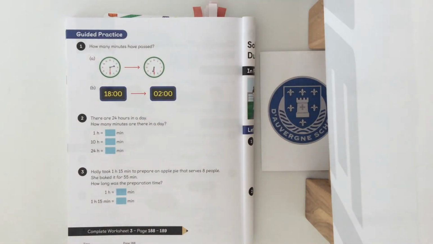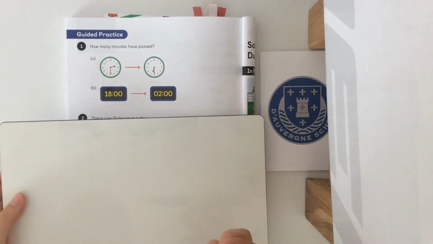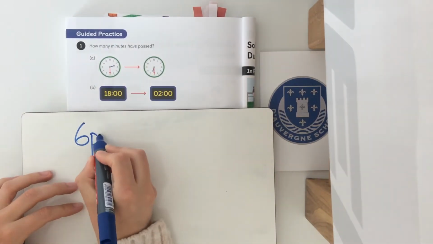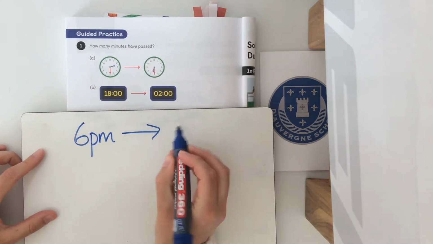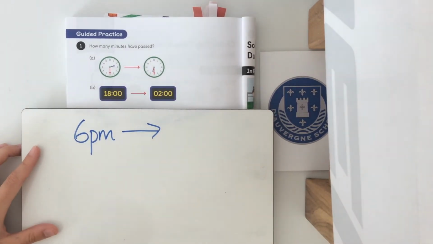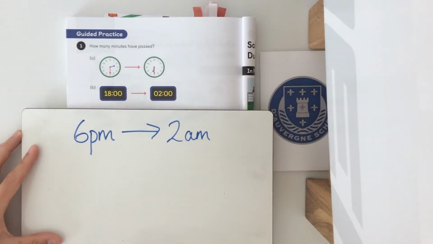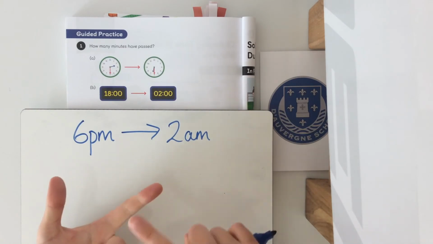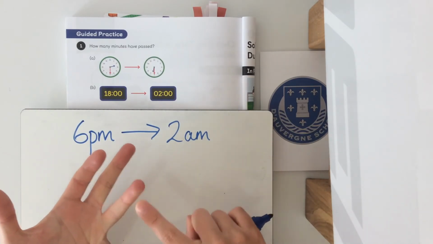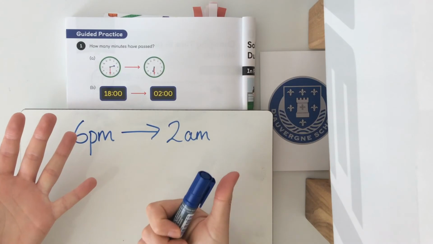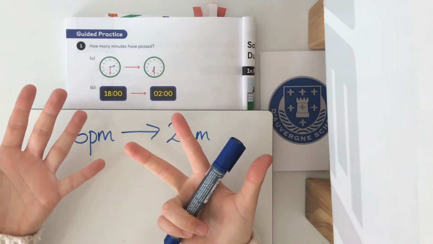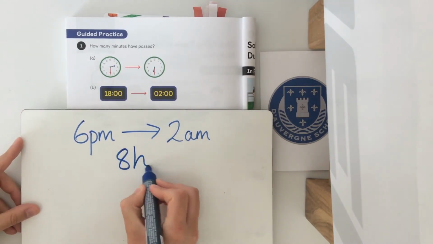For question B, what is 18:00 in the 12-hour clock? It is 6 p.m. Well done if you managed to work that out. To 2 o'clock, is that in the afternoon or is that in the morning? So if these are 24-hour clocks, that would be 2 a.m. in the morning. So 6 p.m. to 2 a.m. would be 7 p.m, 8 p.m, 9 p.m, 10 p.m, 11 p.m, midnight, 1 a.m, 2 a.m. So that's 8 hours has passed.